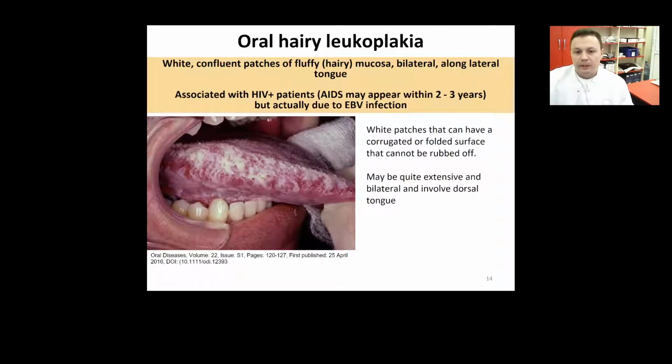Oral hairy leukoplakia presents as white confluent patches of the mucosa, bilateral along the lateral tongue. It's associated with HIV positive patients. AIDS may appear within 2 to 3 years, but it is actually due to EBV infection. Clinical features: white patches that can have a folded surface and cannot be rubbed off. They may be quite extensive and bilateral and involve the dorsal tongue.